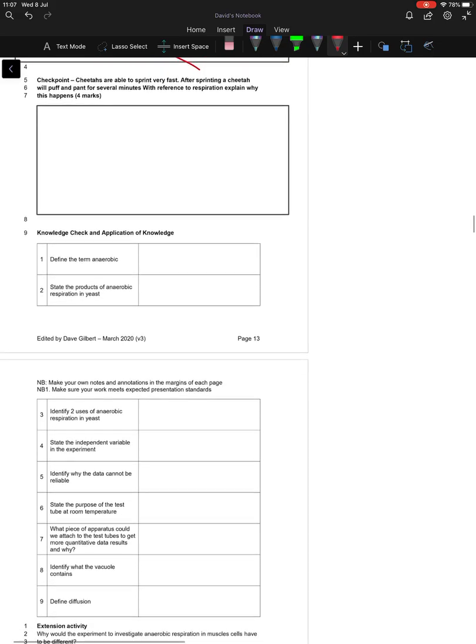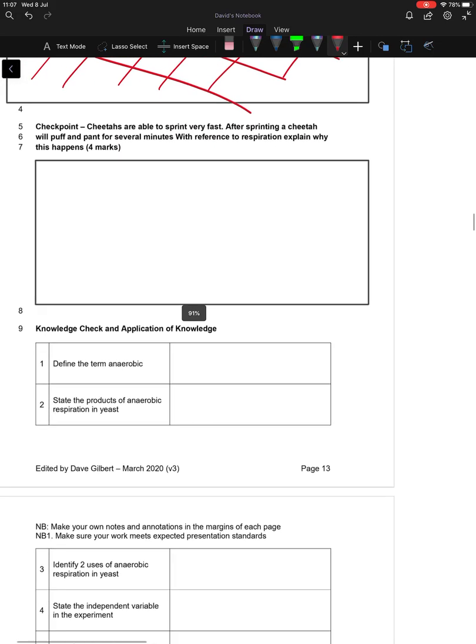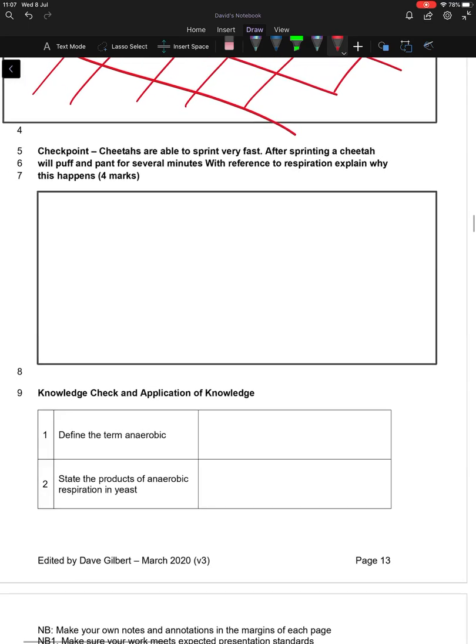Right, good. So hopefully you've unpaused. And now the last couple of things I want us to have a look at are the checkpoint question initially. So cheetahs are able to sprint very fast. After sprinting, a cheetah will puff and pant for several minutes. With reference to respiration, explain why this happens. So remember, what are we referring to today? We're talking about anaerobic respiration. So if they're carrying out anaerobic respiration, why do they puff and pant after running a lot?